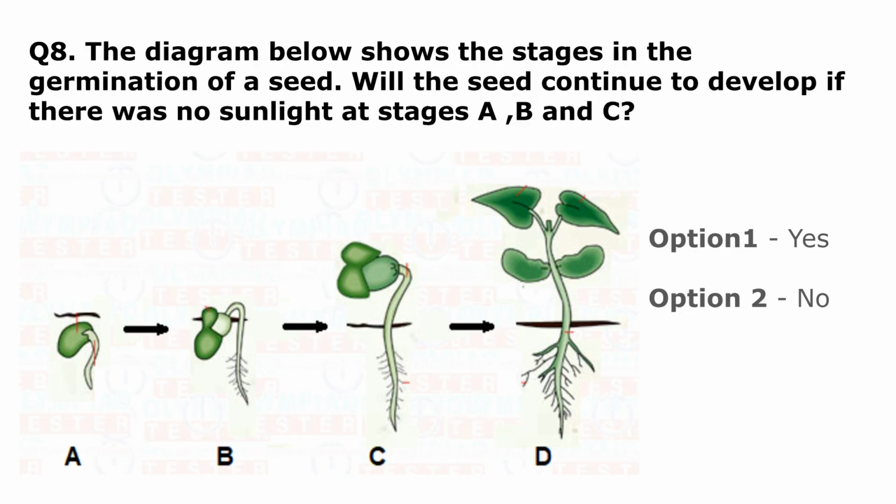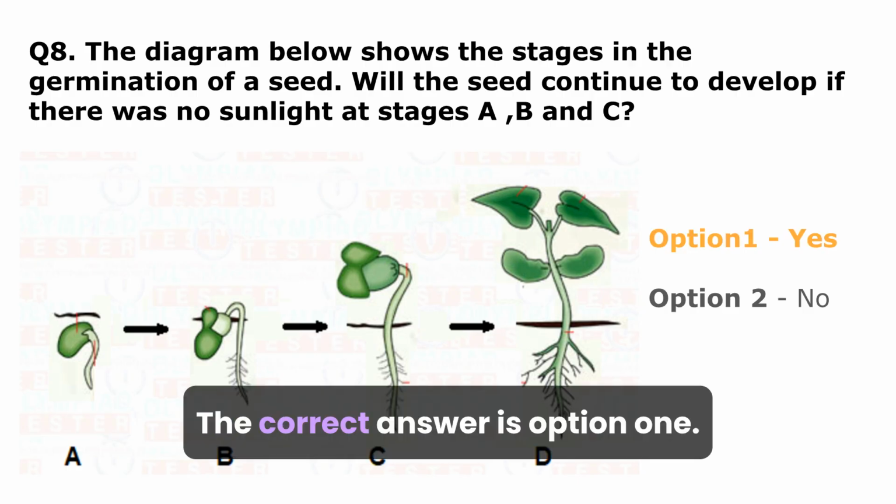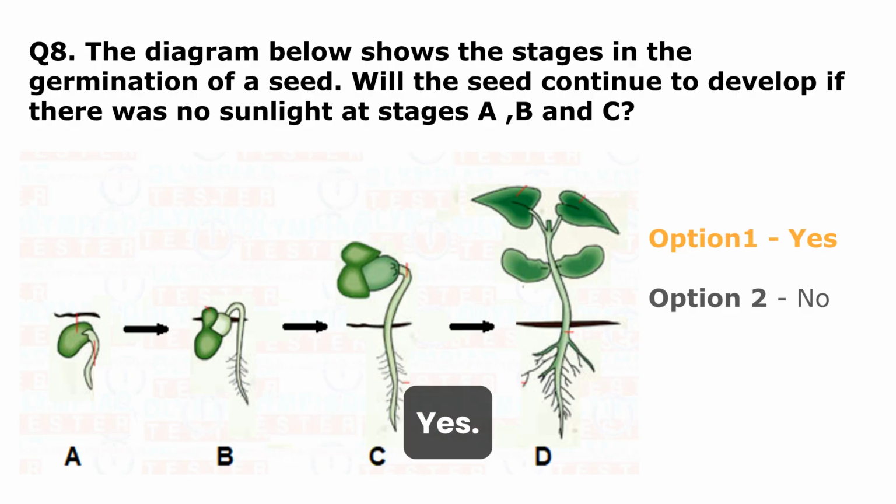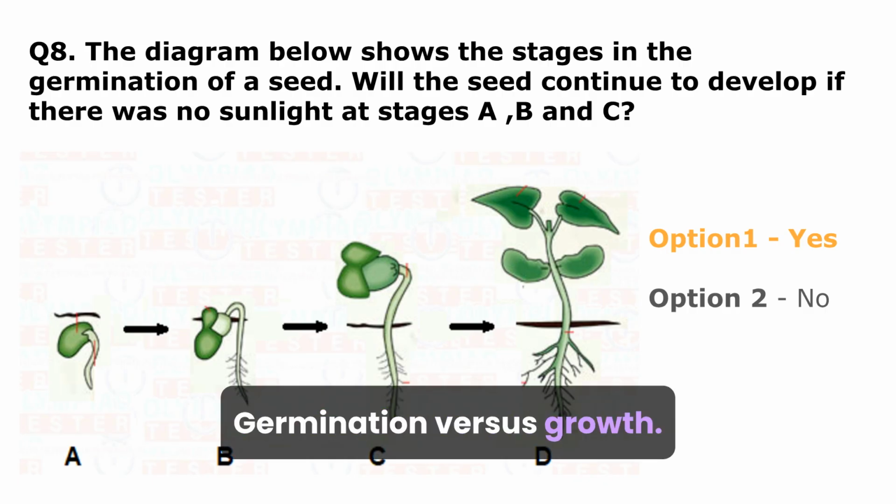Next question. The diagram below shows the stages in the germination of a seed. Will the seed continue to develop if there was no sunlight at stages A, B, and C? The correct answer is option 1, yes. Let me explain. Germination versus growth.